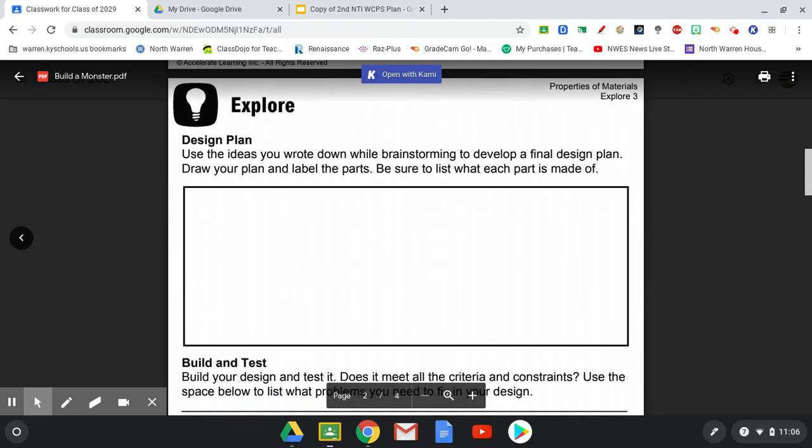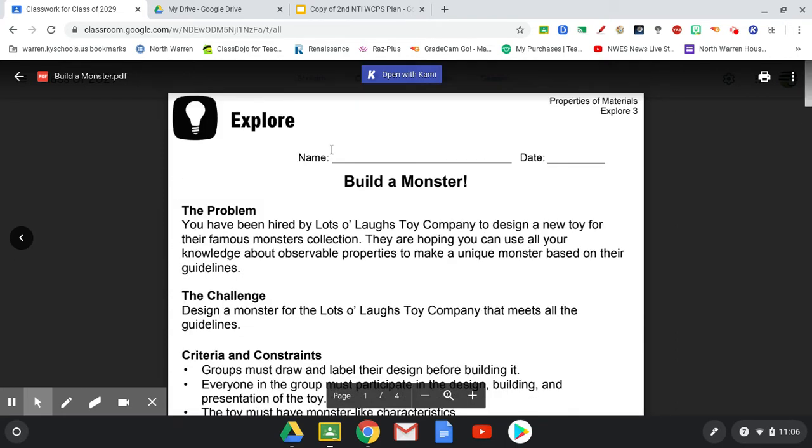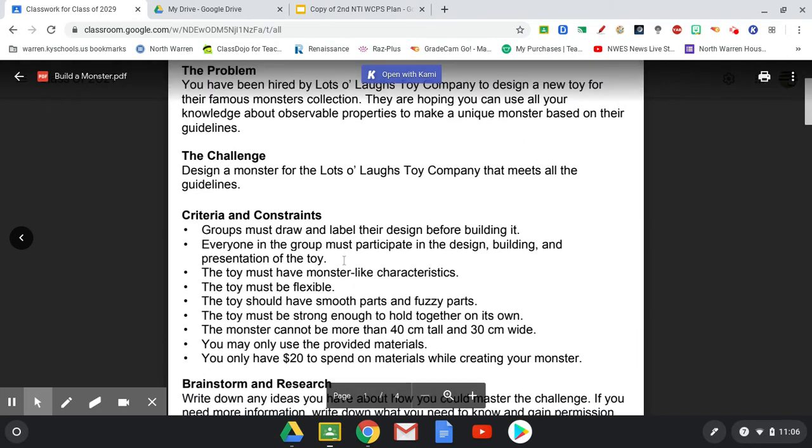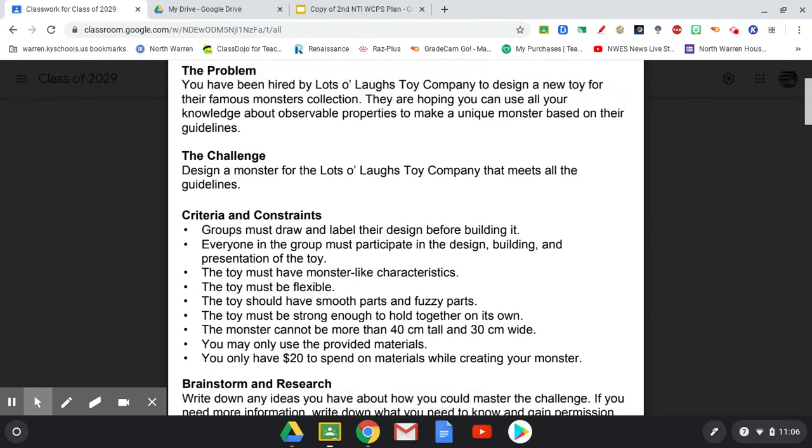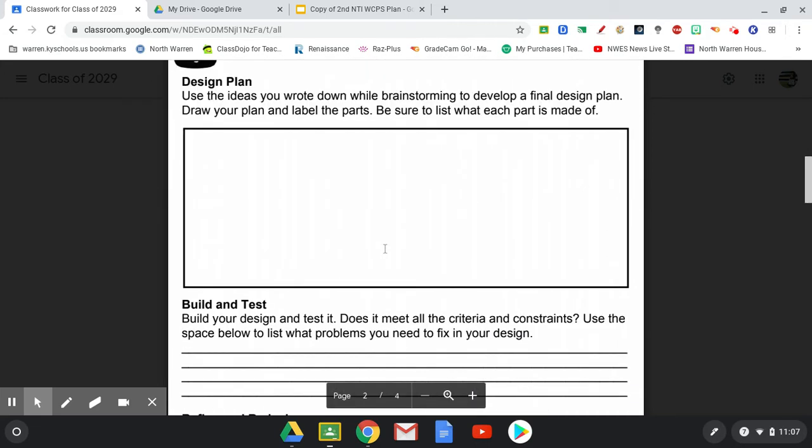Then you're going to design a plan. Draw a plan and label the parts. So you are going to be drawing what your monster looks like. And when it says label the parts, you need to go back up here to the criteria. Where's the fuzzy part? Where's the smooth part? Where are the monster-like characteristics? Which parts of the monster are flexible? You would need to label those like a diagram.